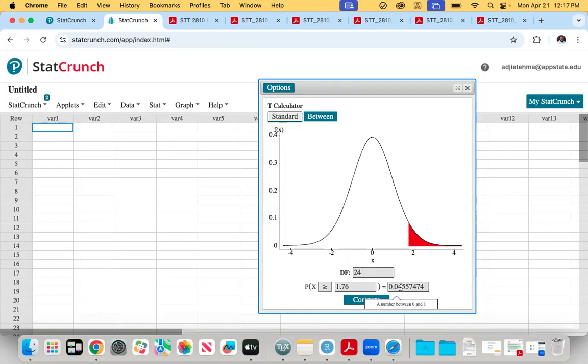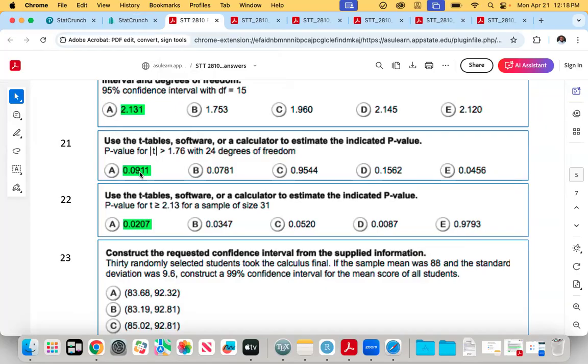Is that okay? But remember, this test statistic is two-tailed. So since it's two-tailed, whatever you get here, multiply that by 2. Here, I got 0.0455. 0.0455 times 2 gives me 0.091. Is that okay? Because it's two-tailed, after doing everything, we multiply the value we have here by 2. You can see when I multiply by 2, I get 0.091.